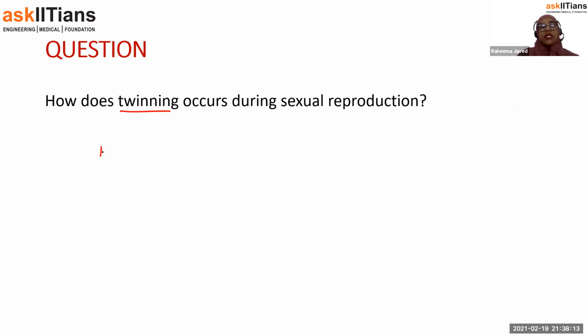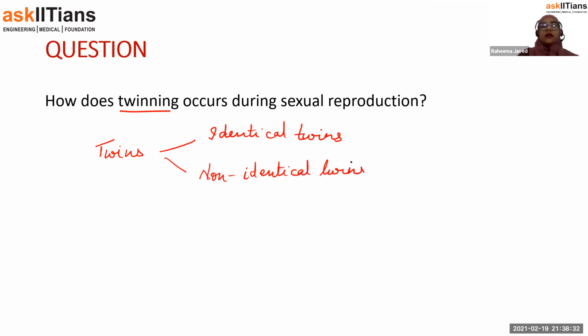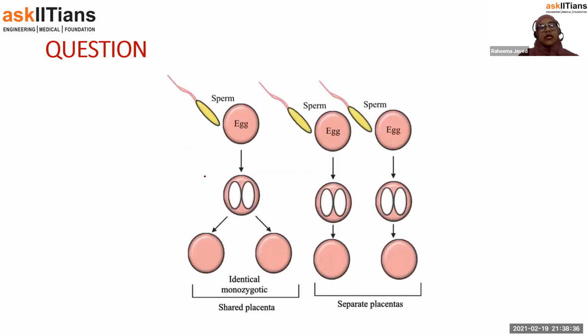The next question is about twinning, how twinning occurs during sexual reproduction. Twinning is the formation of twins. So there are two types of twins. There are identical twins, and there are also non-identical twins. So let's look at the picture to understand the identical and the non-identical twins.